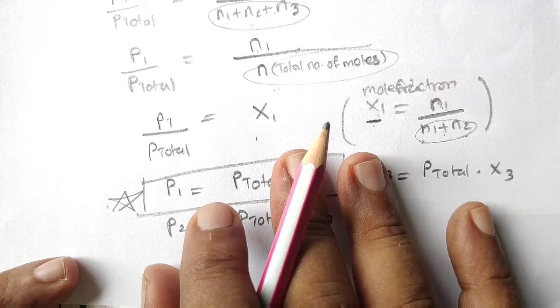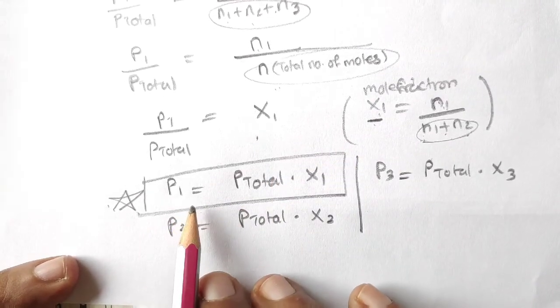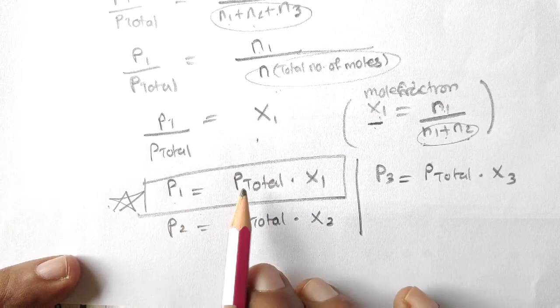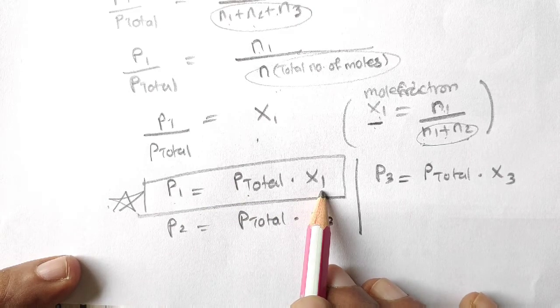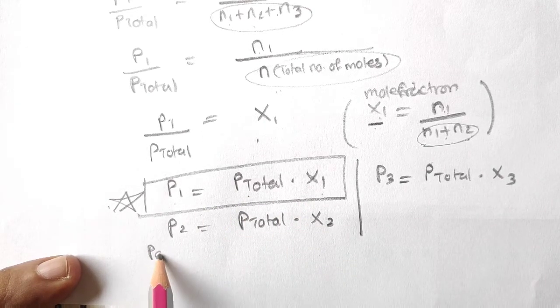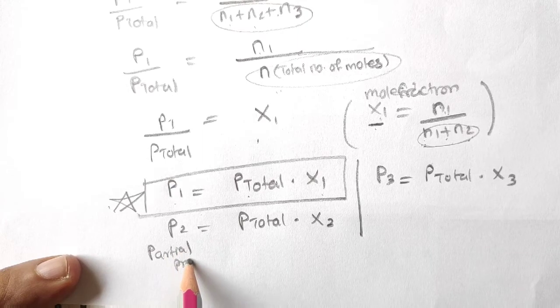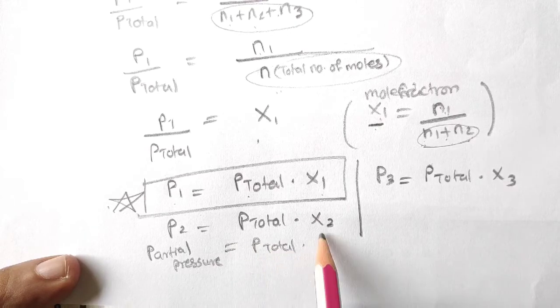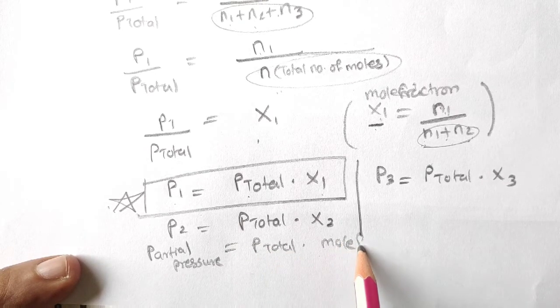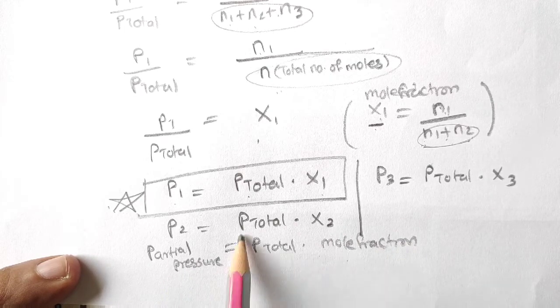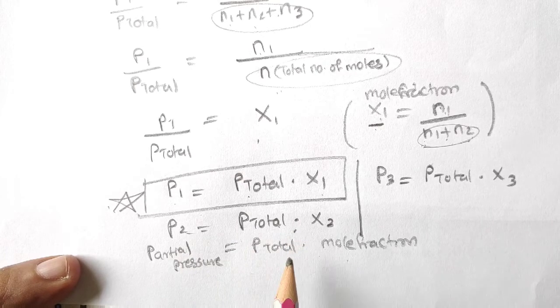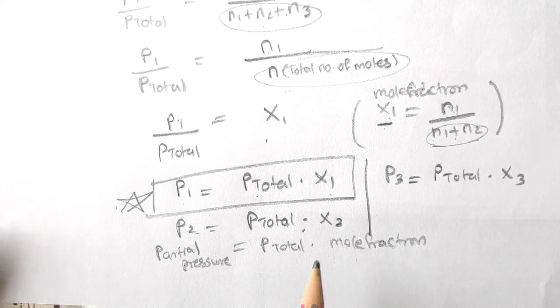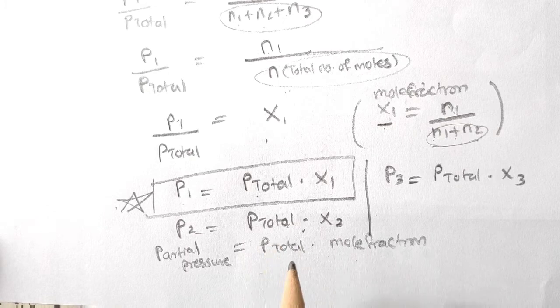Right? So what was our topic? Partial pressure in terms of mole fraction. So P1 is the partial pressure, P total is the total pressure, and X1 is the mole fraction. Similarly P2 is the partial pressure, and this is P total into X2, the mole fraction. So our heading was partial pressure in terms of mole fraction. We have derived a relation for this. This is the thing you have to remember, and based on this we will be discussing numericals next from your textbook.